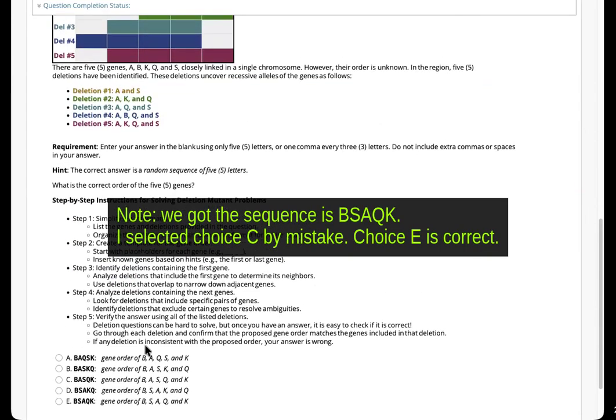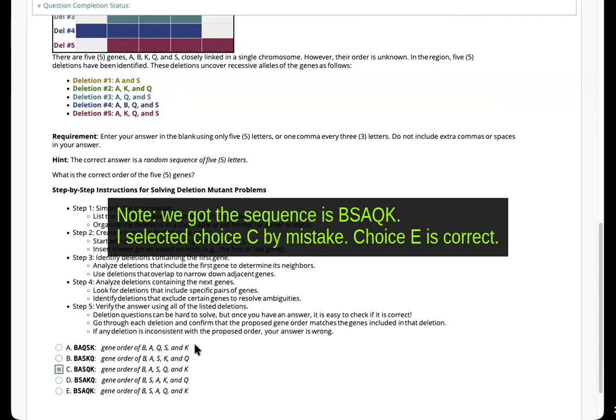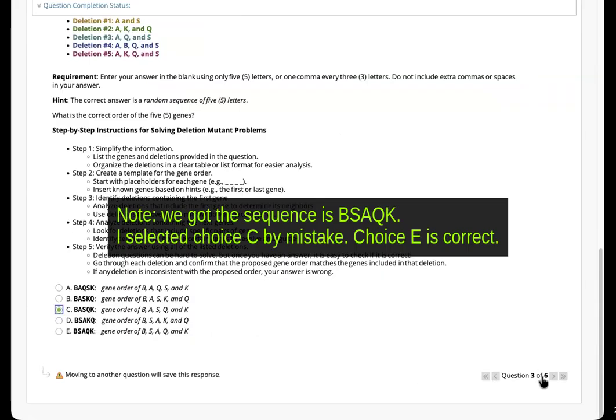They both have A. They both have Q. Deletion 2 has a plus K, and deletion 3 has a plus S. So if deletion 3 has S, then this one has K. So the end is K, and then we have A and Q overlapping here. I feel like I'm going a little too fast for a number of students, but hopefully watching me do it will help put the pieces together. BASQK is the one that we decided upon.